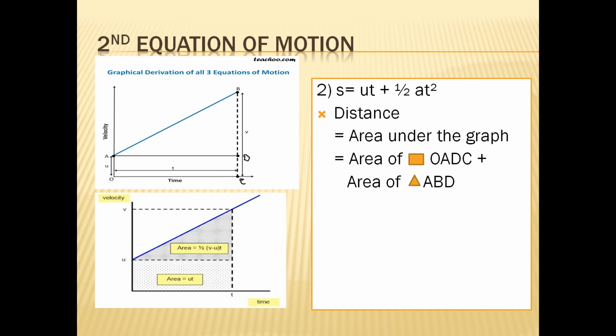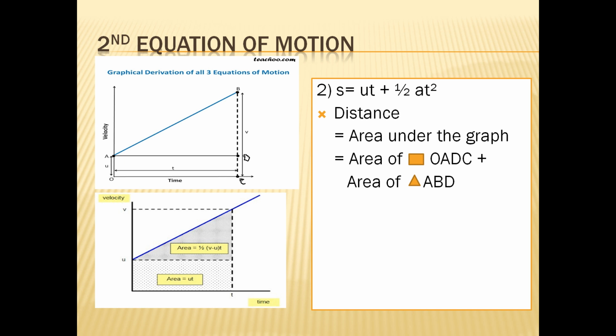Now we all know that from the graph, distance equals the area under the graph. Here the area under the graph is taking the shape of a trapezium. But then we can divide that trapezium into two different figures, a rectangle and a triangle, as you can see in the below graph. So we can write that down as area of rectangle OADC plus area of triangle ABD. This will give us the distance.